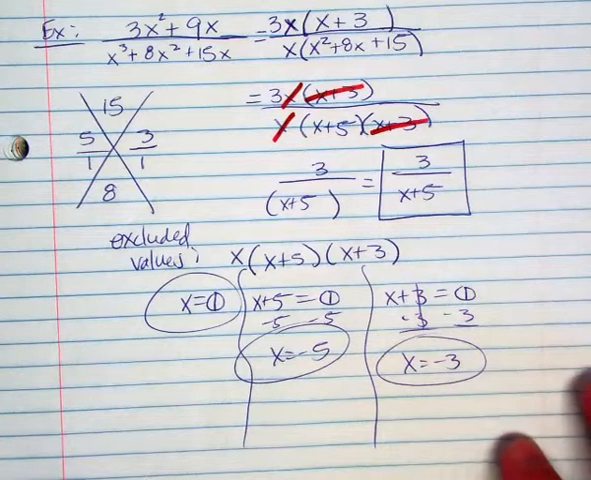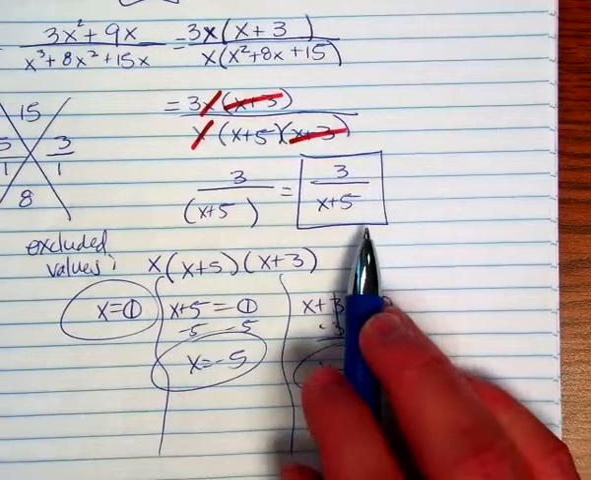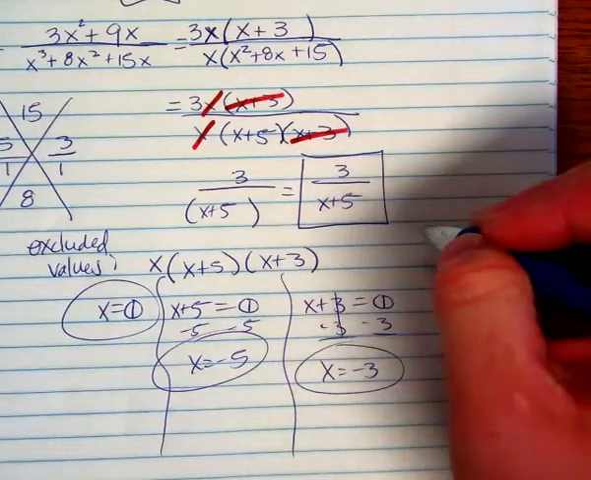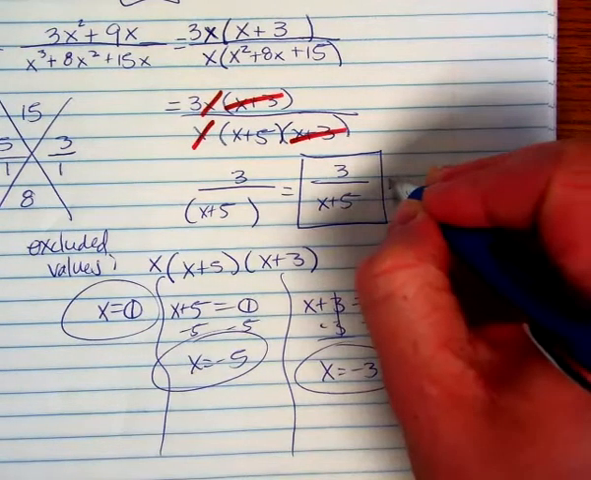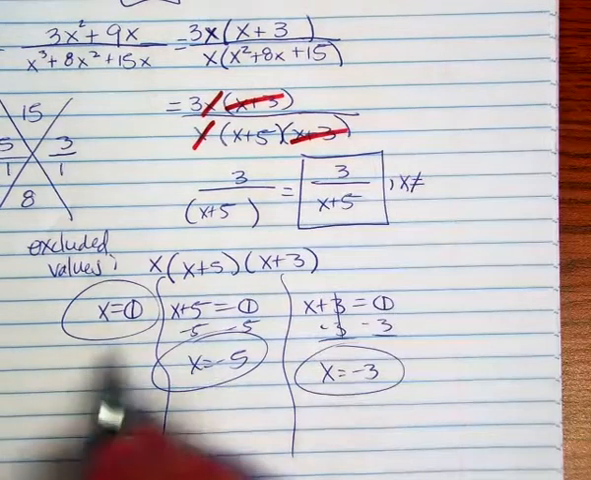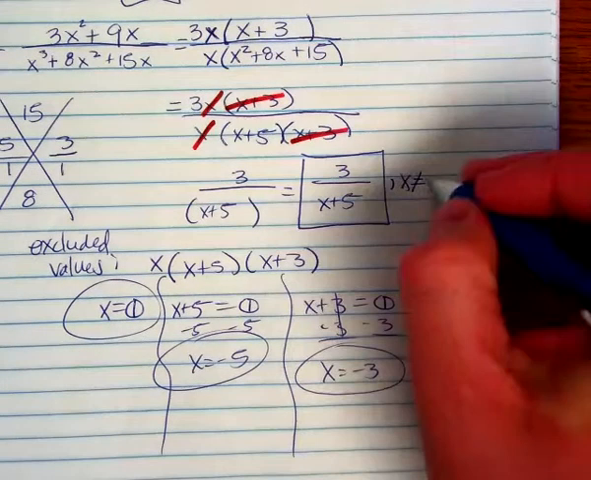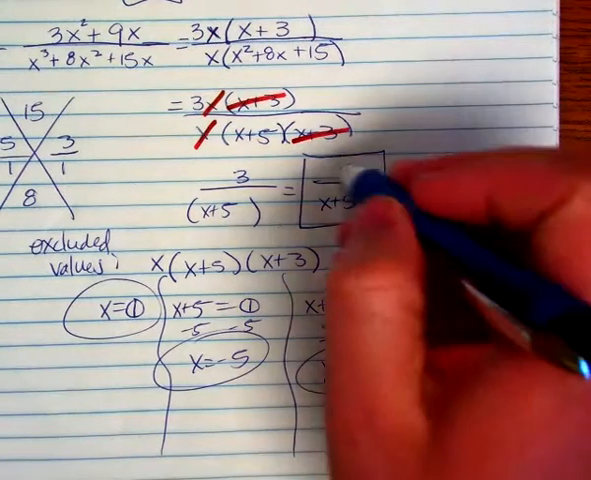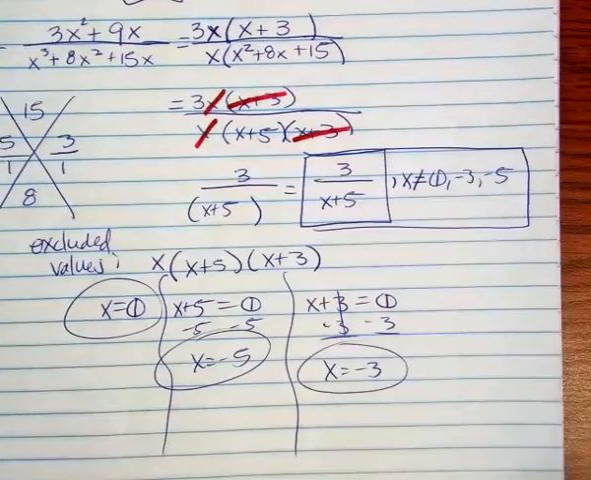So as a final answer, and we shouldn't have put a box around it yet, but oh well, we would say that it's this simplified rational expression, but x cannot be 0, negative 5, or negative 3. And we usually put them in order, but it does not matter. So all of this together is a final answer.